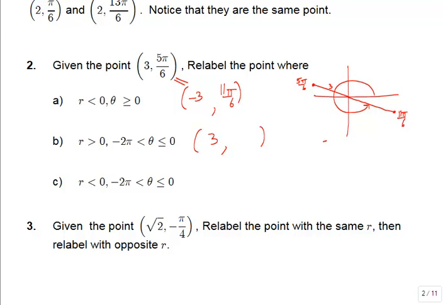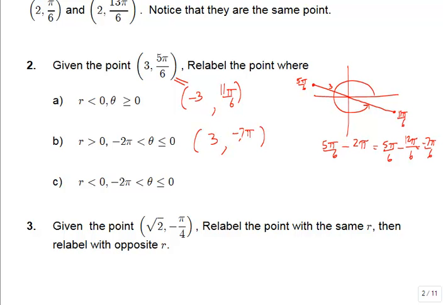Well, if we want 5 pi over 6, but we want it to be negative, we can just subtract off 2 pi from it to get a corresponding angle. And getting common denominators of 6, 2 pi is the same as 12 pi over 6, and 5 pi minus 12 pi would be -7 pi over 6.